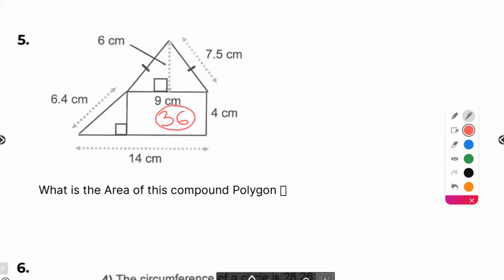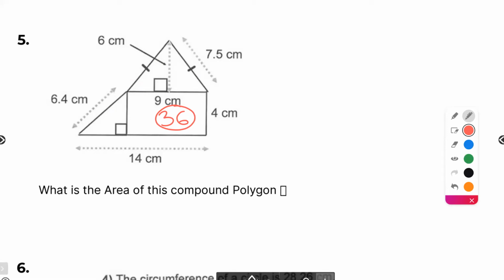Now, when I calculate the area of each of my shapes, this is my strategy. Remember, you want to find a strategy that works for you. When I find an area, I put it inside the shape and I circle it. So I know specifically what I have to add up.